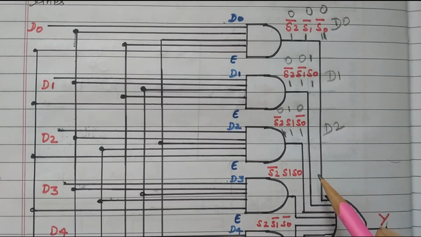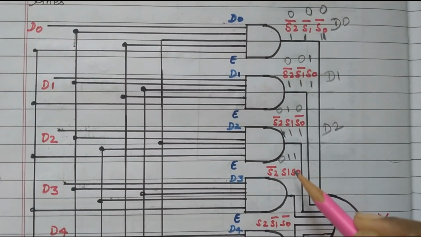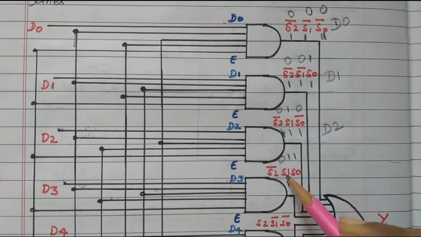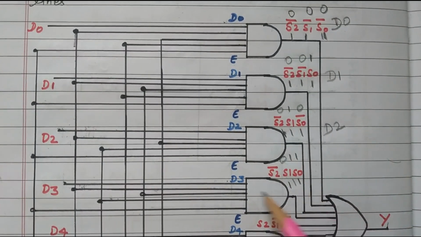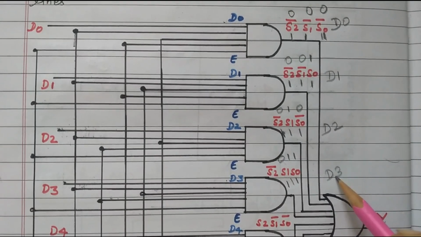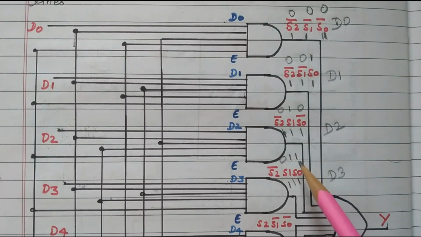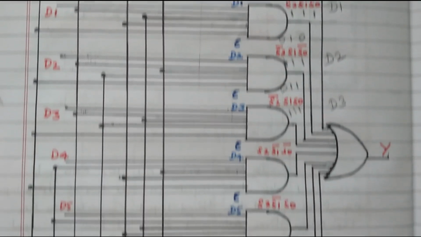Then the fourth one, 0 1 1, right? This is 0, the first one is 0, so that S2 bar becomes 1. S1 and S0 are already 1, so all are 1, so automatically D3 as an output, right? See this, the combinations are connected in such a way that automatically it becomes 1 and the remaining AND gates automatically become 0, right?